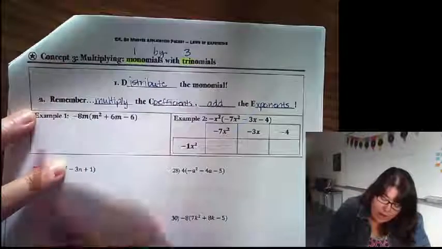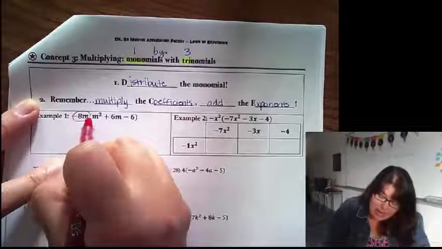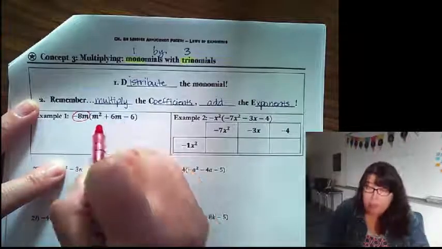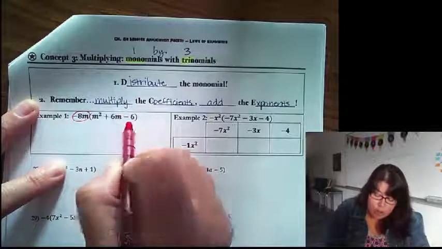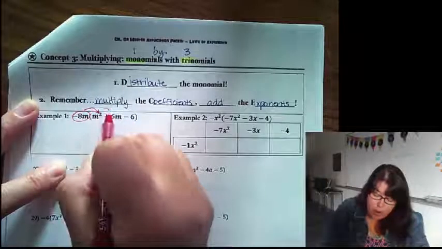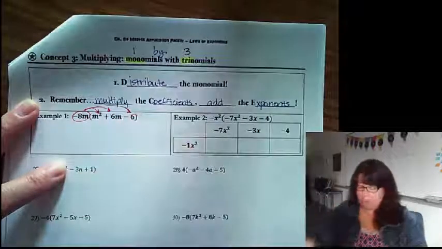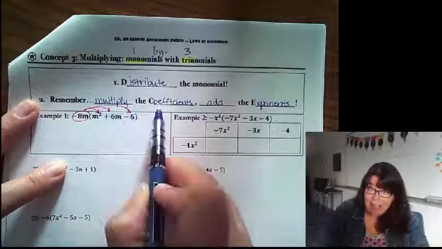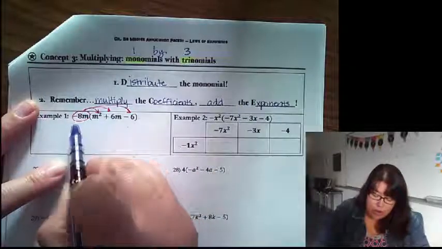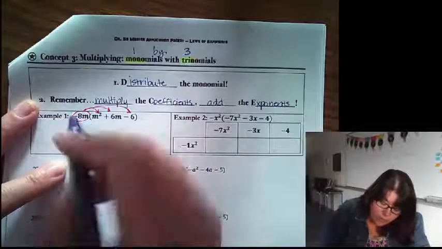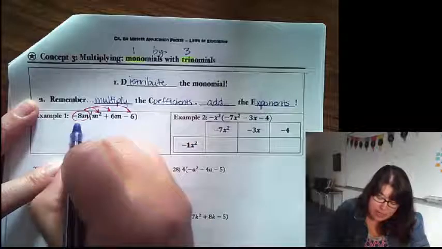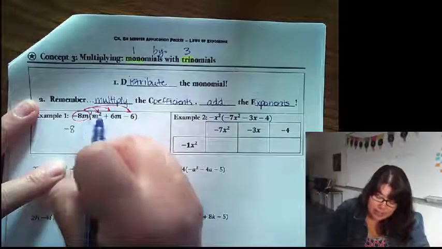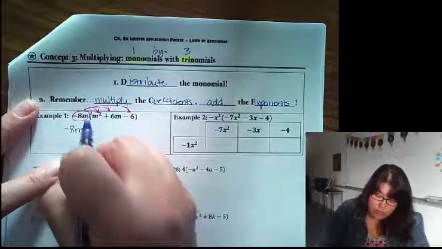In example 1, I have a monomial on the outside, negative 8m, and I want to multiply it by this trinomial inside, m squared plus 6m minus 6. So I'm going to distribute it to each part, which means I'm just going to multiply each part by the monomial. So multiply coefficients, add the exponents. So negative 8 times, what's the coefficient here? It's a 1. Negative 8 times 1 is negative 8. M times m squared, add the exponents, is m cubed, because this is a 1.